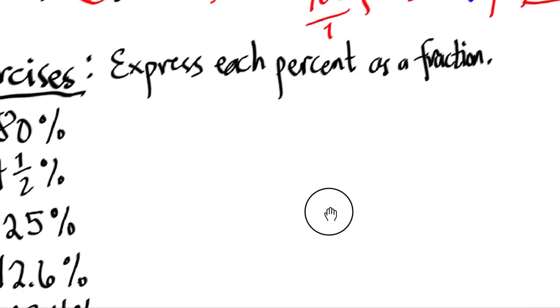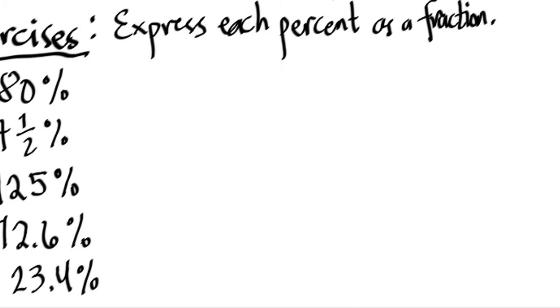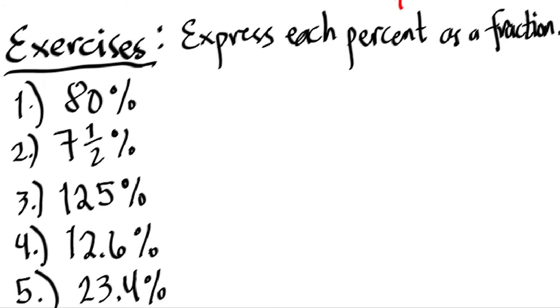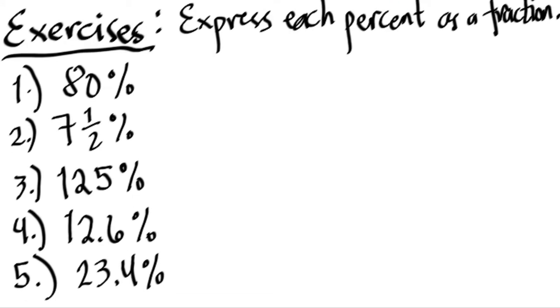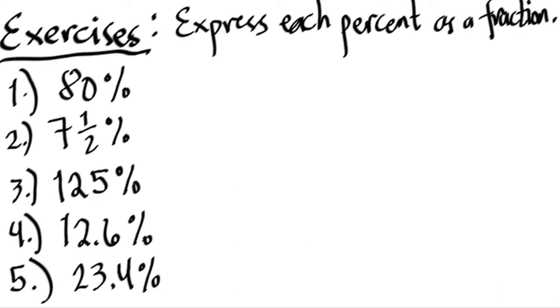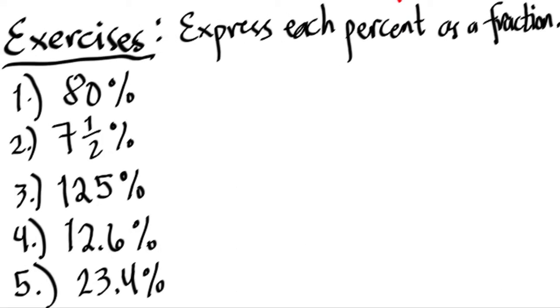Now I'm going to give you an exercise to do. What you're going to do here is to express each of the percent given here. I have 5 items prepared for you guys. So express each percent as a fraction. So we have 80%, 7.5%, 125%, 12.6%, and 23.4%. Okay, so you can pause the video while answering that. Okay, go.